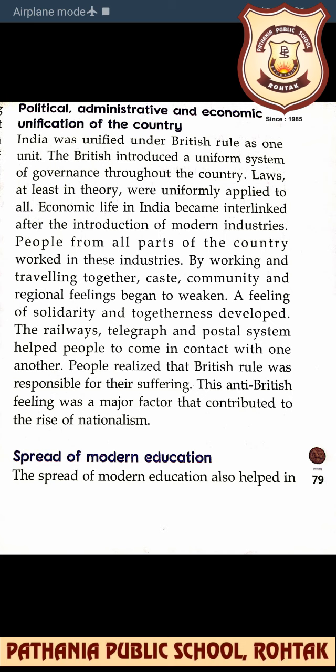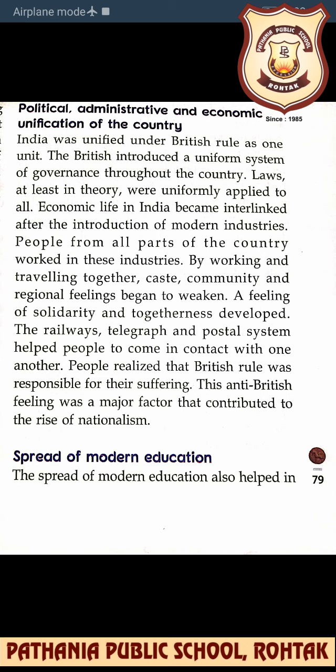Economic life in India became interlinked after the introduction of modern industries. People from all parts of the country worked in these industries. Textile industries were set up, iron and steel industries were set up, and people came from faraway places to work there. So by working and traveling together, caste, community and regional feelings began to weaken.